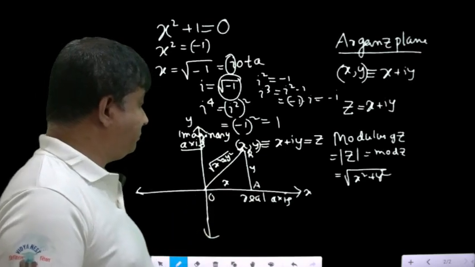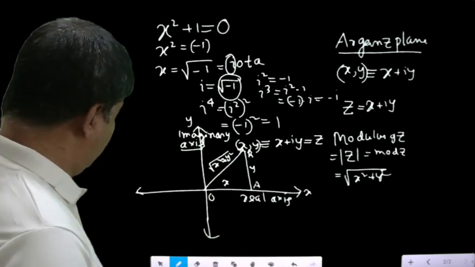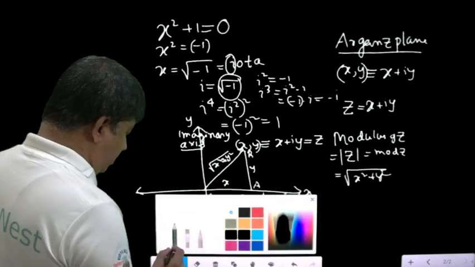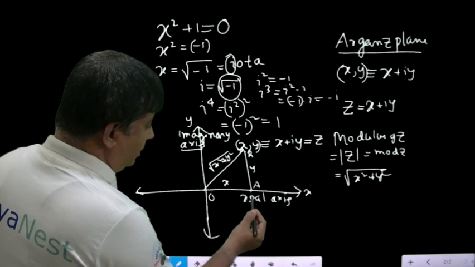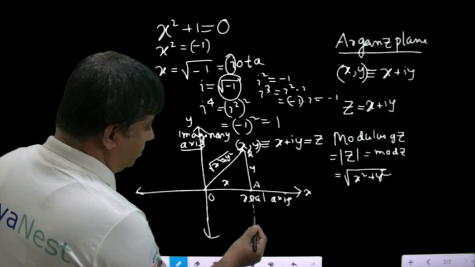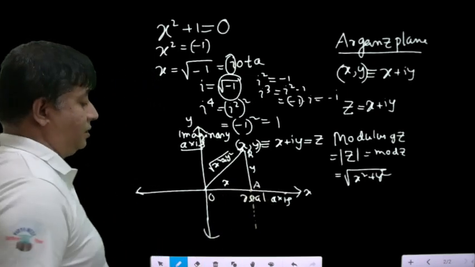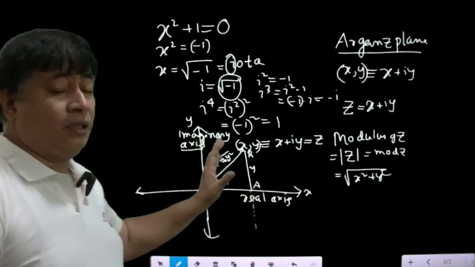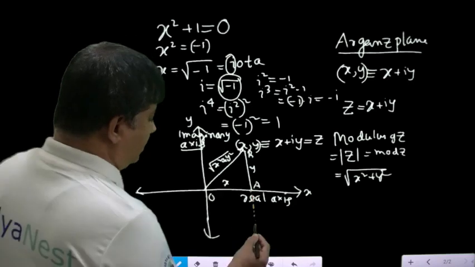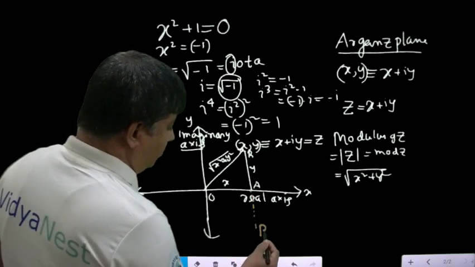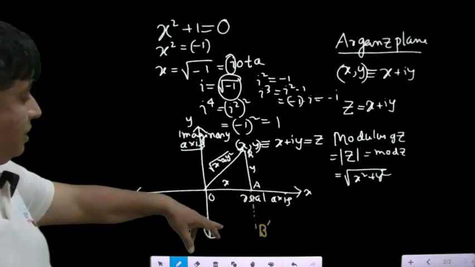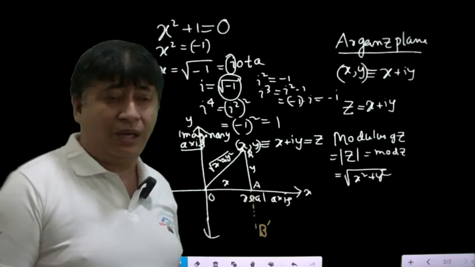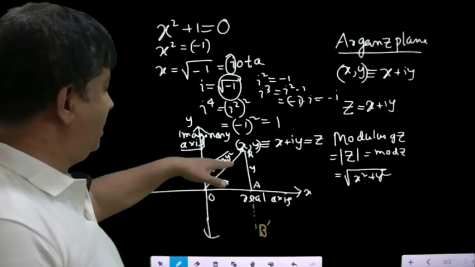Now if you produce it downwards equally, then you will get a new point B dash. B dash is the image of B. Okay, B dash is the image of B.